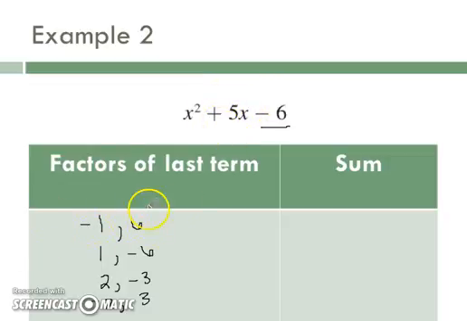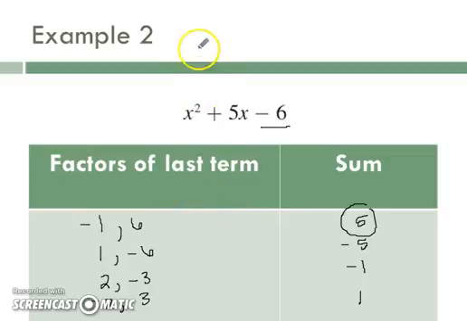Negative 1 plus 6, that one actually equals a positive 5. But just double check the other ones. 1 and a negative 6, that would be a negative 5. 2 and a negative 3, that would be a negative 1. Negative 2 and 3, that would be a positive 1. So this is the one we wanted that added to equal 5.